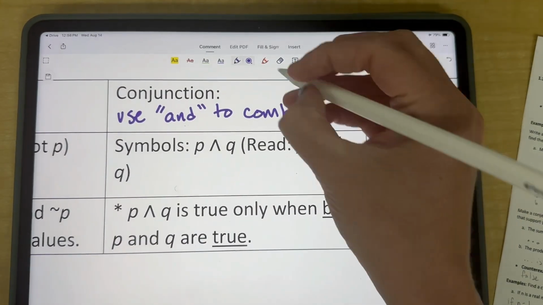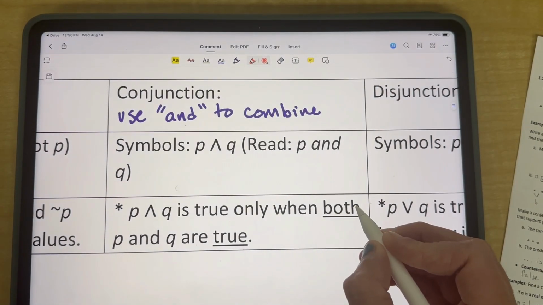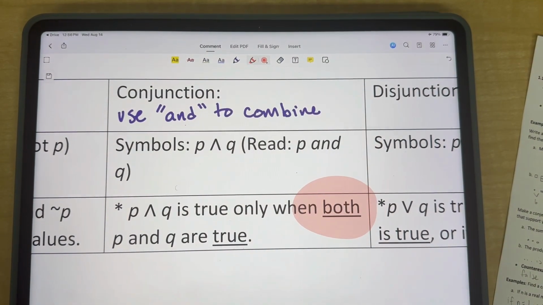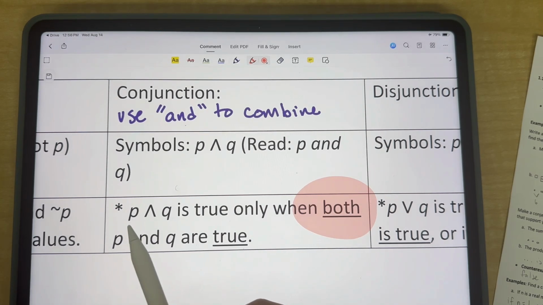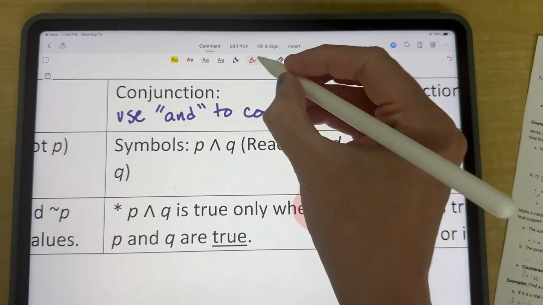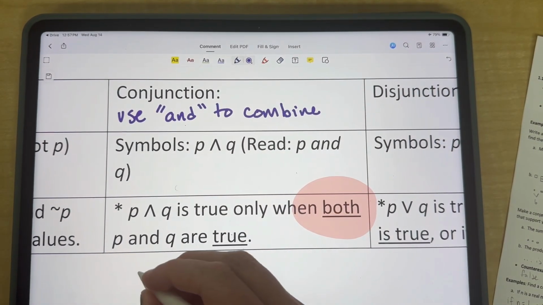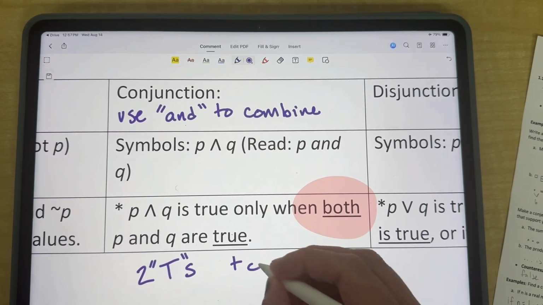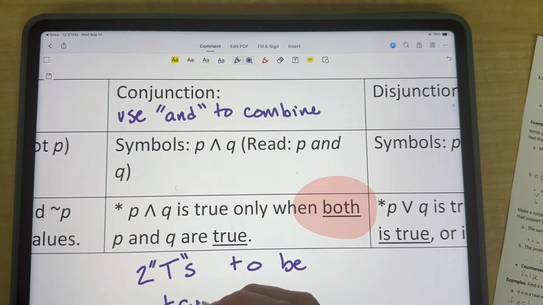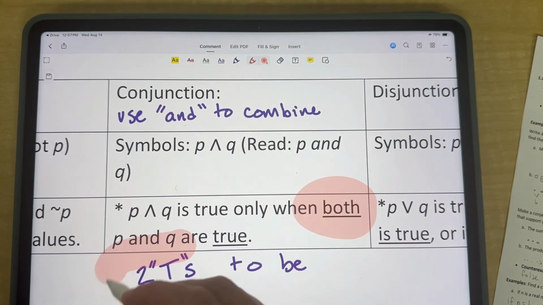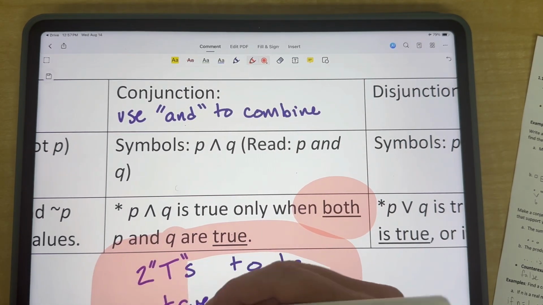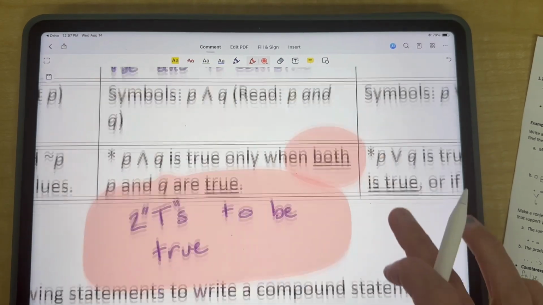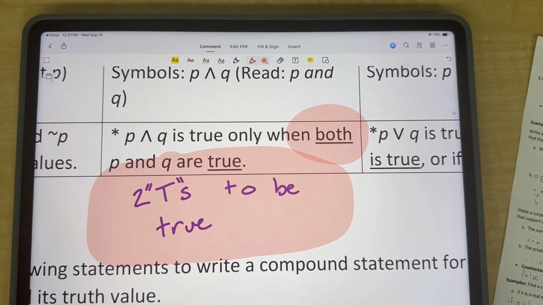Highlight this box right here. What you need to highlight in here is this word right here, both. If it's P and Q, it's true only when both P and Q are true. So what I'm going to say now is that you need two T's to be true. This is all very, very important. Oh, it's not even on there. I'm so sorry. Both things must be true for and statements to be true.